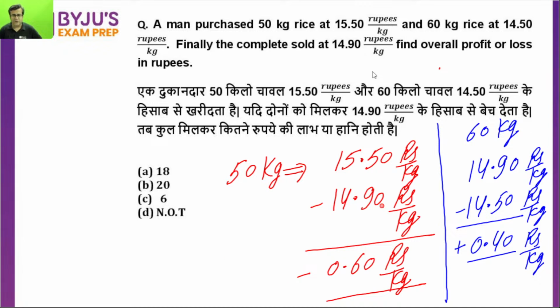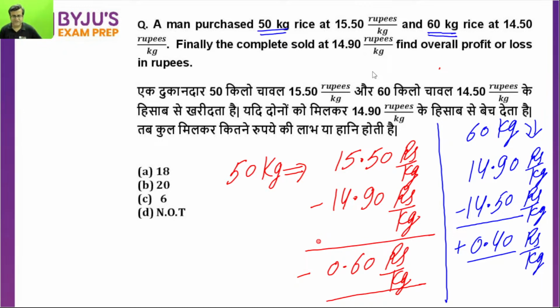These 2 points are clear to all of you, yes or no? There are 2 things. First, he purchased 50 kg. Listen, this figure is 50 kg, purchased at 15.5 but sold at 14.9. So 60 paisa, 0.60 rupees per kg is the loss. What about this one? 60 kg, purchased at 14.5, sold at 14.9. So a profit of 40 paisa or 0.40 rupees per kg, isn't it? 50 kg, 60 kg is written, no need to explain. Okay?